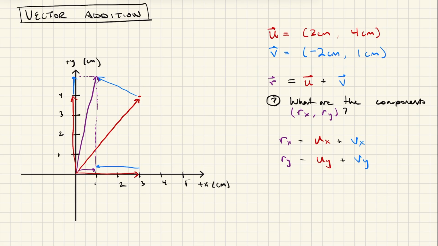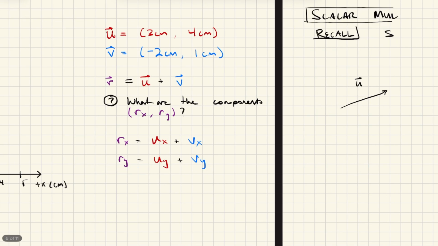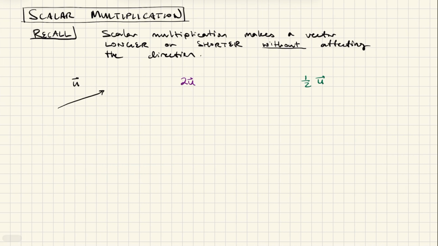Let's move on to scalar multiplication. Okay, so first, let's review what scalar multiplication does. So remember from before, scalar multiplication makes a vector longer or shorter without affecting the direction. So for example, given this vector u in black, if we wanted to scalar multiply this vector by 2, well, what that really is a vector in the same direction, but it's twice as long. So I can illustrate that by drawing two u vectors lined up. And my vector 2u is going to be the same direction as the original vector u, but twice as long.